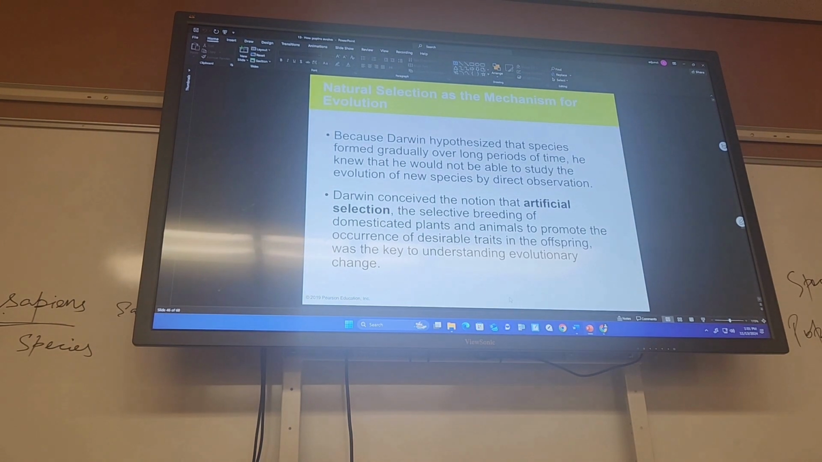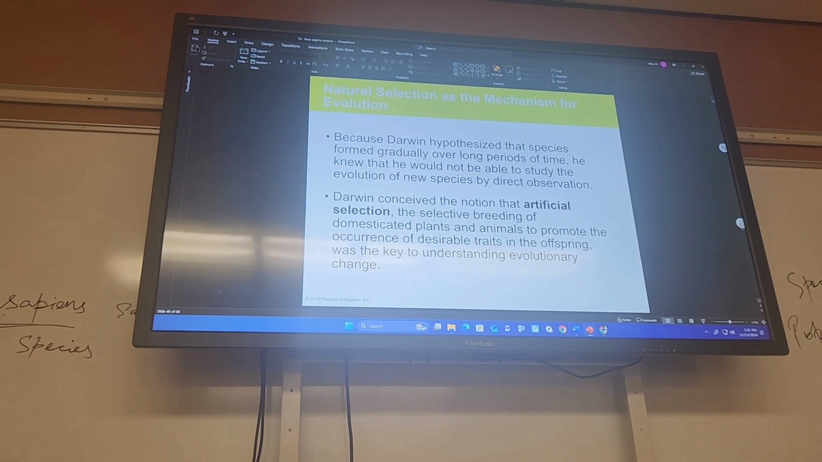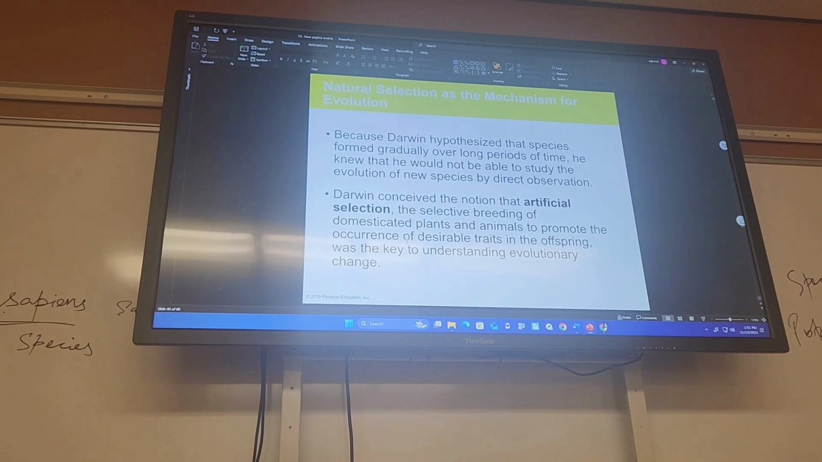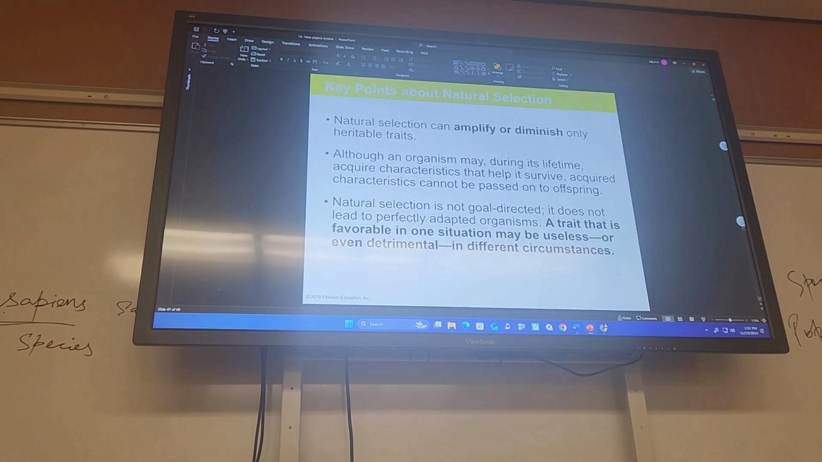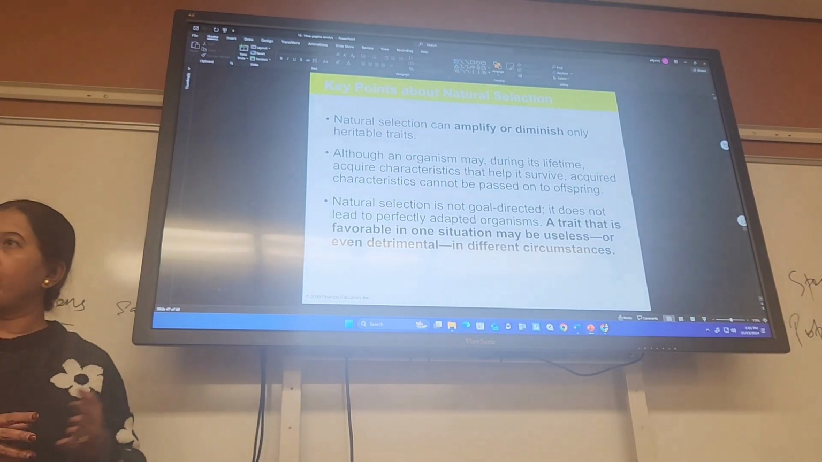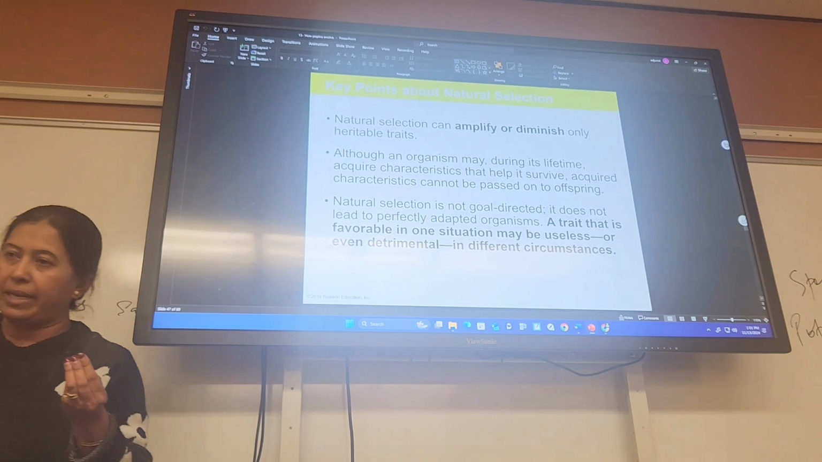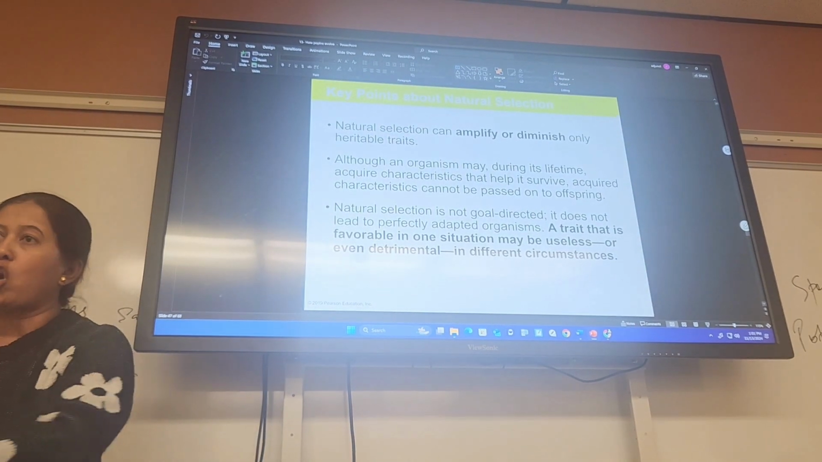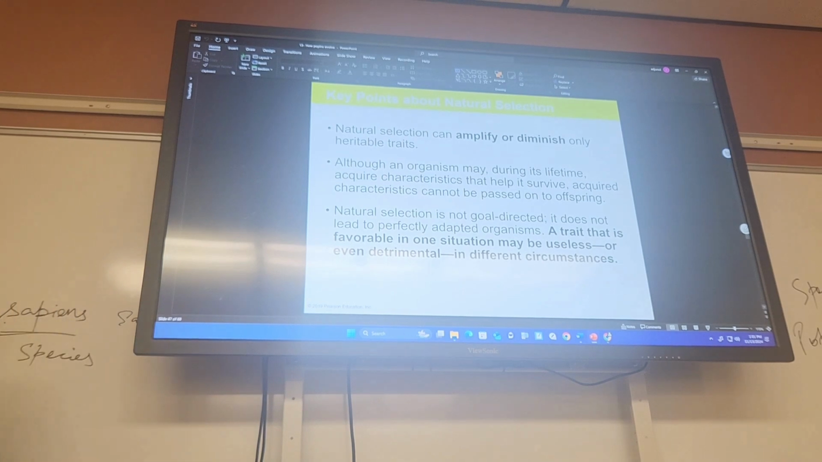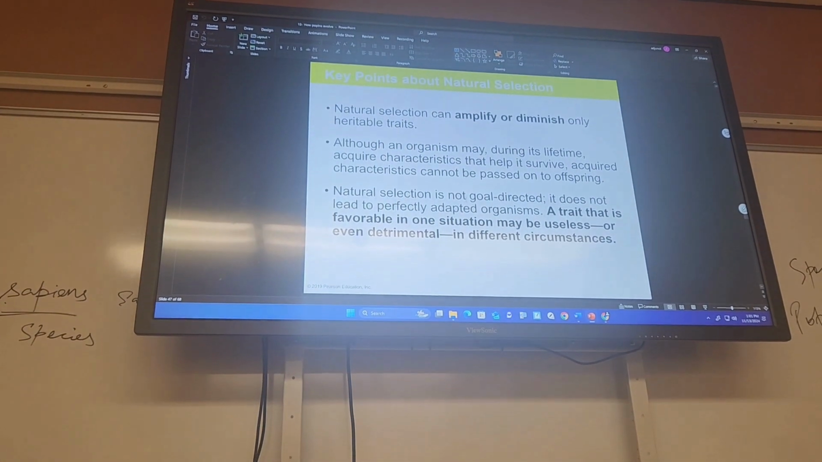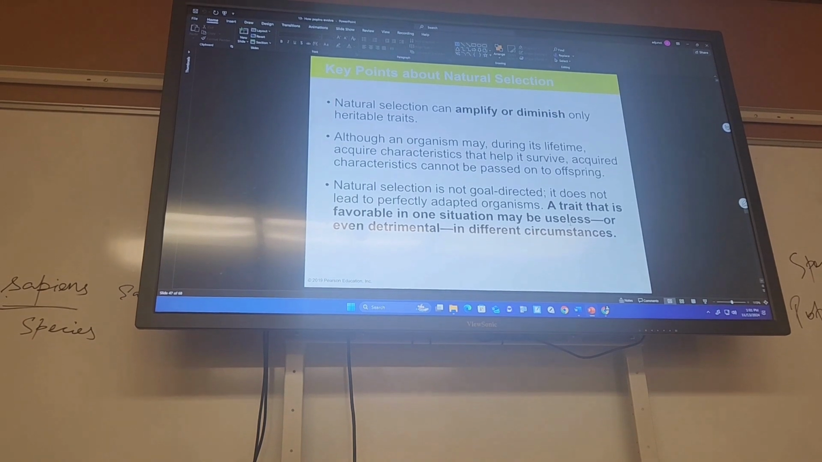Now, natural selection, artificial selection also, Darwin talked about it, the selective breeding of domesticated plants and animals to promote the occurrence of desirable traits in the offsprings. You know how dog breeds, we have artificially selected, right? We have taken this trait from this particular breed, this trait from this particular breed, and we have created these new breeds of dogs that we usually keep at home, domesticated dogs. That's artificial selection. So natural selection, please remember, is not goal directed.